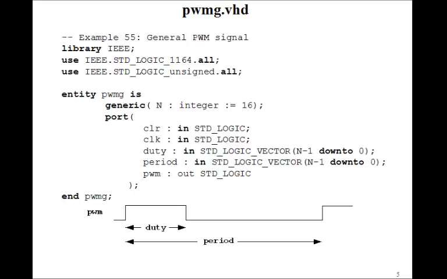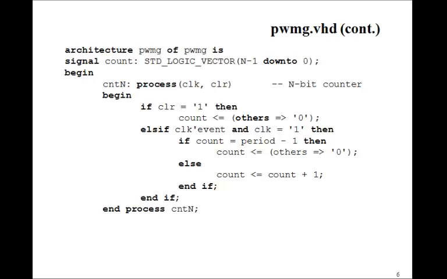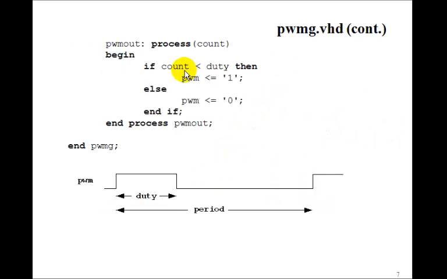So we can use exactly the same PWM VHDL program that we did before. This was a generic one, you remember. So now we can keep the default 16. So this is exactly the same PWM signal that we had in the last lesson. Now we'll make this a 16-bit counter, and the PWM goes high when duty is high and then goes low for the rest of the time.